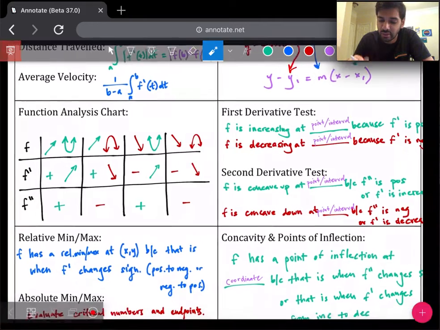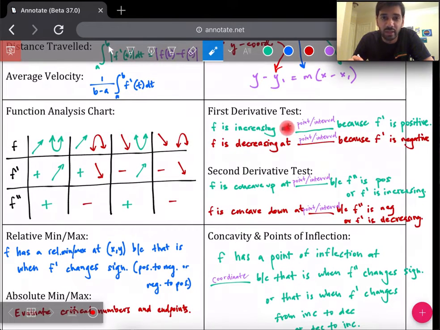So notice the sentence right here. I wrote f is increasing at some point or interval. You'll have to write that in based on the problem. And then you have to put the because. This is your justification, because f prime is positive at that point. Similarly, f can be decreasing at some point or interval because f prime is negative. And so that's kind of using the first derivative, because both of our justifications had the first derivative.